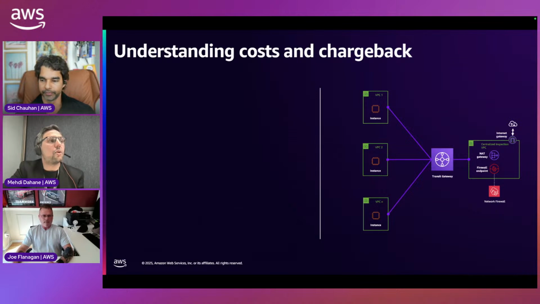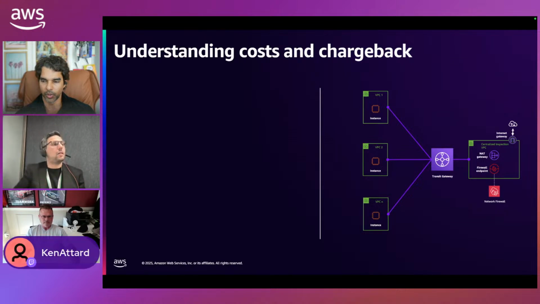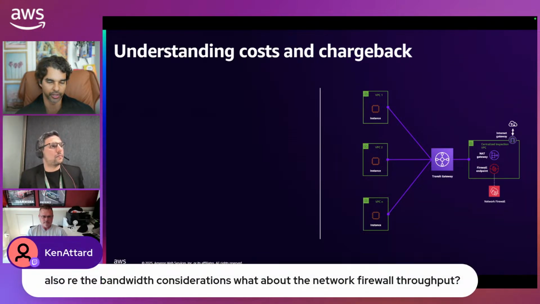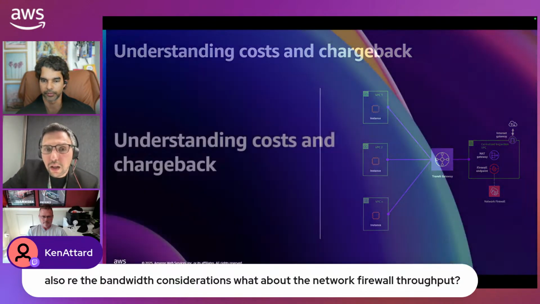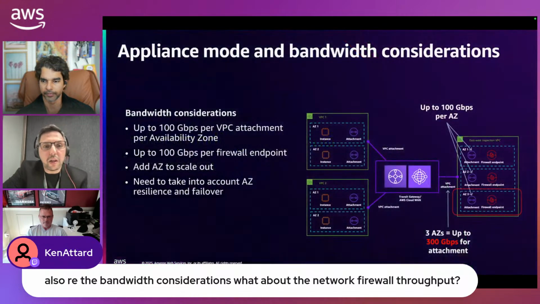Yeah, and also consider the cost of chaining a WAF and then a network firewall and TLS decryption and all that stuff. Okay. One more quick question here regarding the bandwidth considerations. What about the network firewall throughput? Yeah, I think it said it on the slide somewhere.